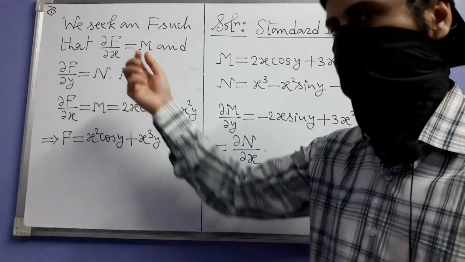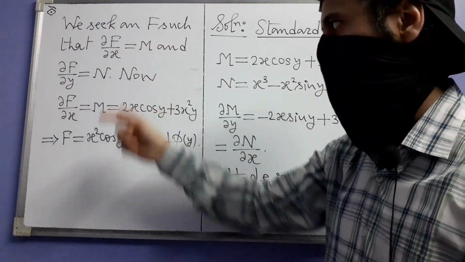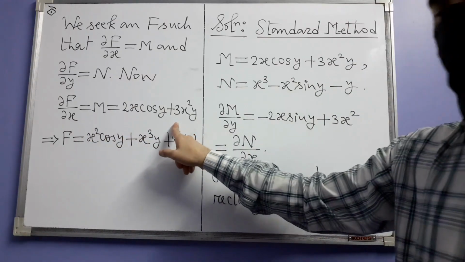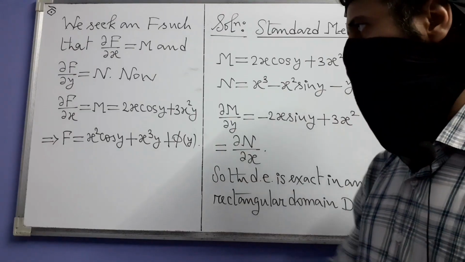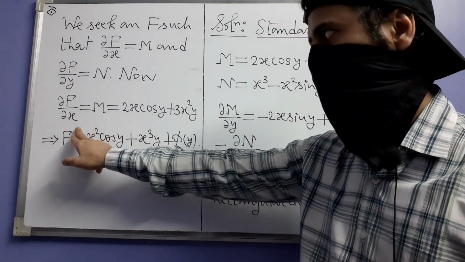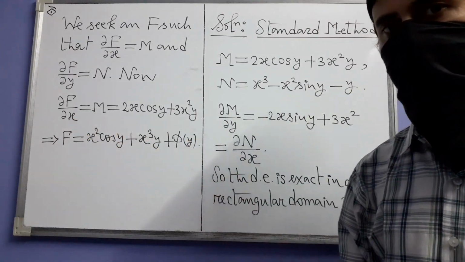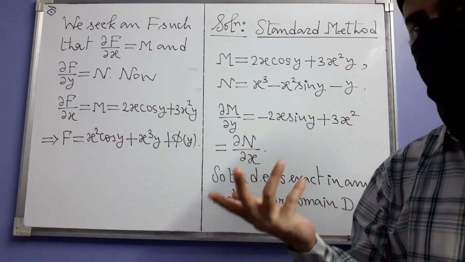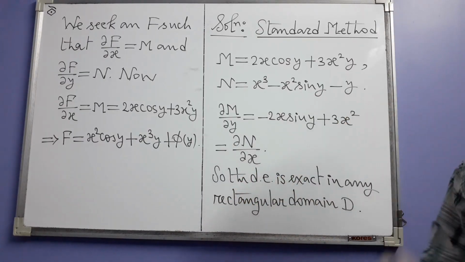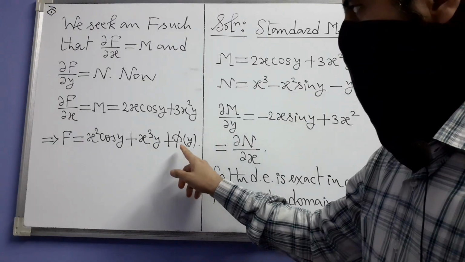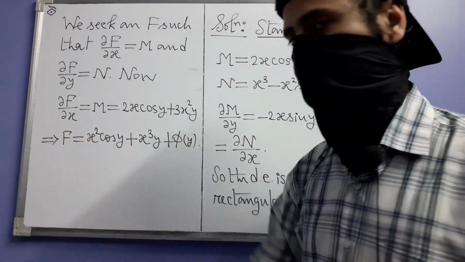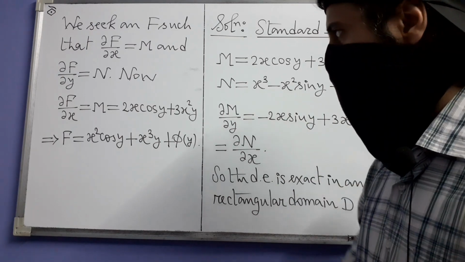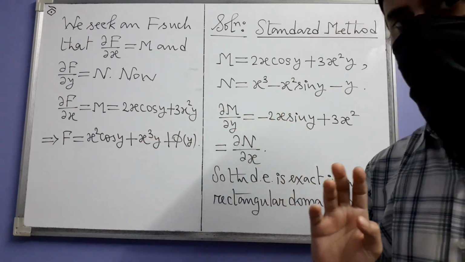So we are going to, as usual, start with this equation. We know what M is. M is 2x cos y plus 3x square y. Now to calculate f from this, we integrate both sides partially with respect to one variable, and that variable is x, because this is the partial derivative with respect to x. So that means y is considered constant.